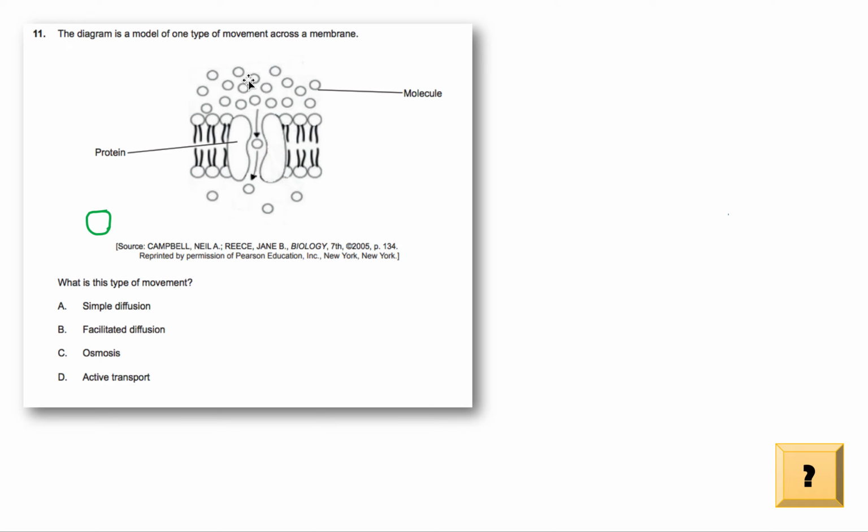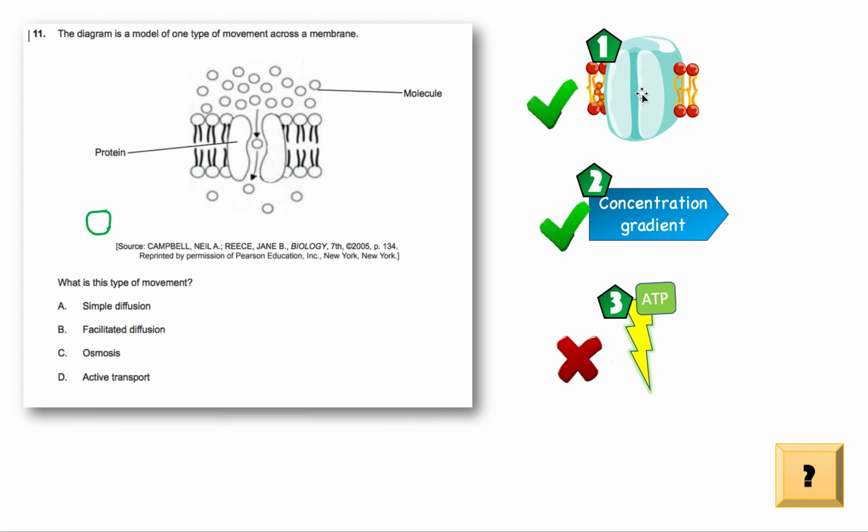So remember, when we think about membrane transport questions, it's very important to think about three things. Okay, you got to think about, does this method need a protein channel or a protein? Does this method require a concentration gradient? And 3, does this method need ATP? If you can say yes or no to each of these, then you should know which method we're talking about.